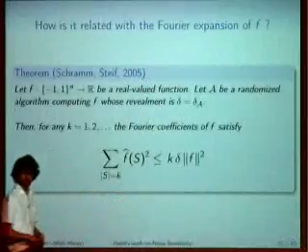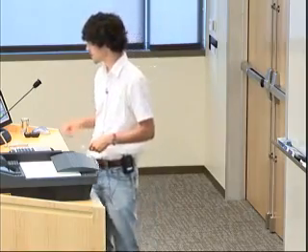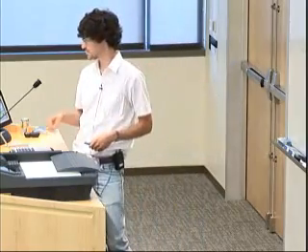So in particular, in our case of the percolation crossings, since we have a very small revealment, we directly have information on the lower tail of the Fourier distribution. So in the time remaining, I'd like to explain how to get this result.